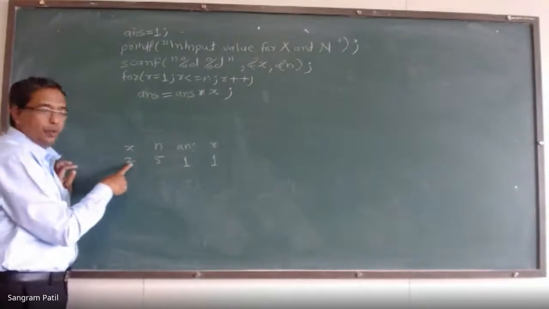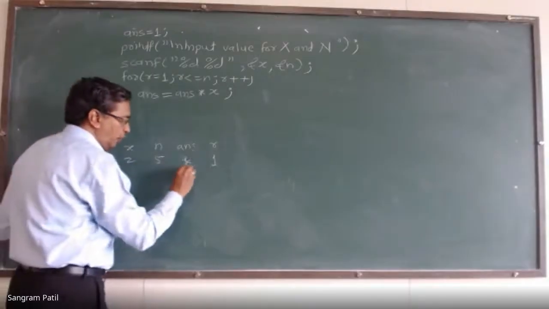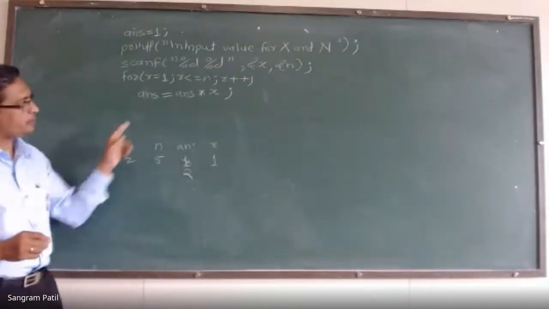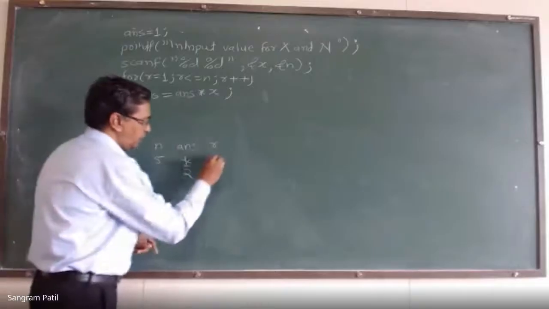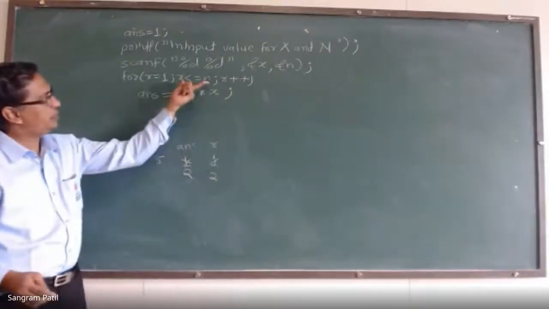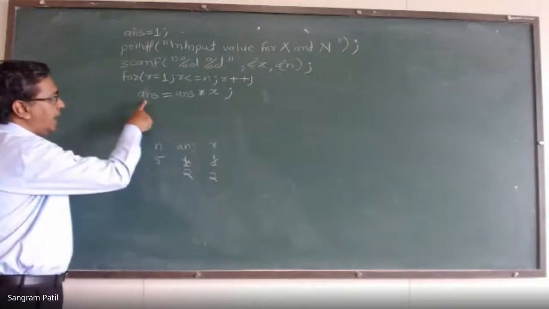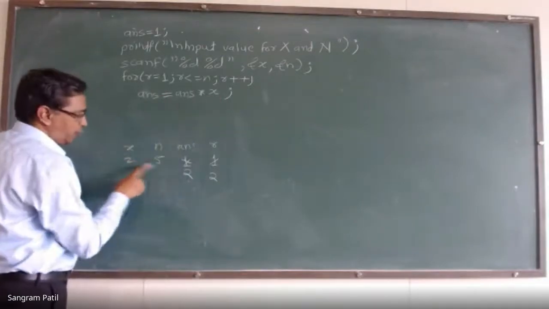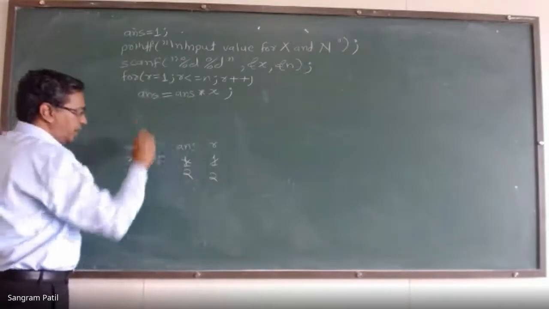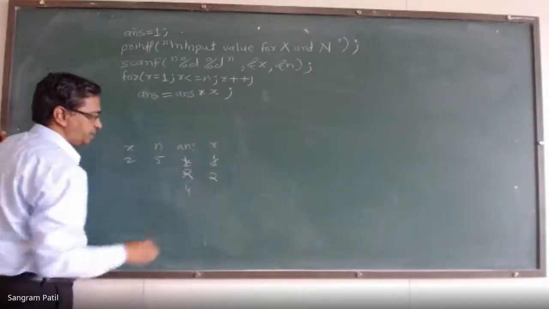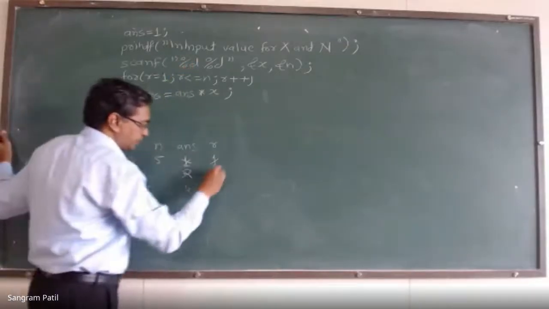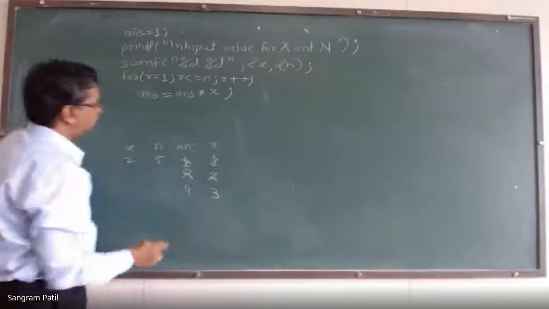x is 2. 1 into 2 is 2. So the new value of answer is 2. R plus plus, value of R becomes 2. Less than equal to n? Yes, less than equal to n. Answer equal to answer into x. 2 into 2 is 4. New value is given to answer. So answer becomes 4. R plus plus, value of R becomes 3.